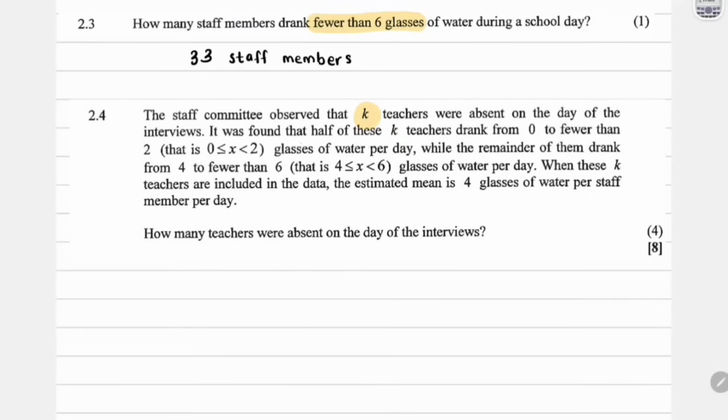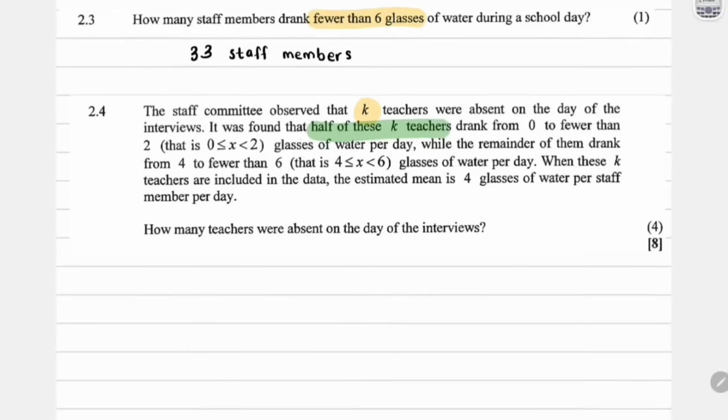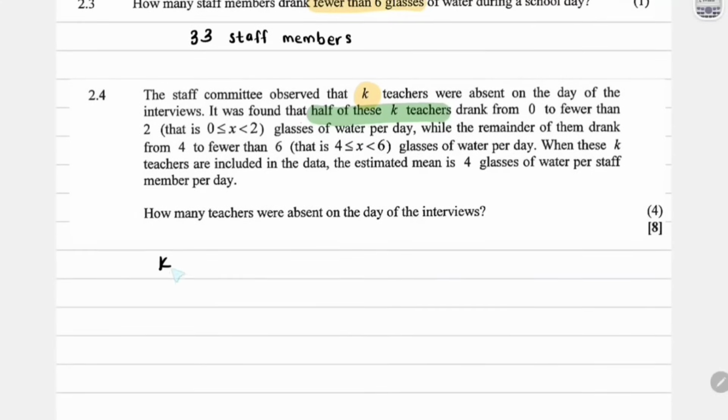What they're saying is, it was found that half of the K teachers, if you think about what half of the K teachers are, that's really K over 2, or you could see that as a half K. So out of the total K teachers that were absent, half of them fell into this category of 0 to 2 glasses of water.